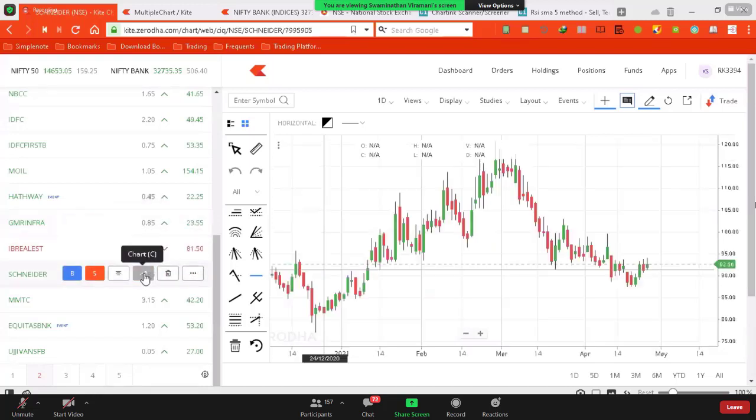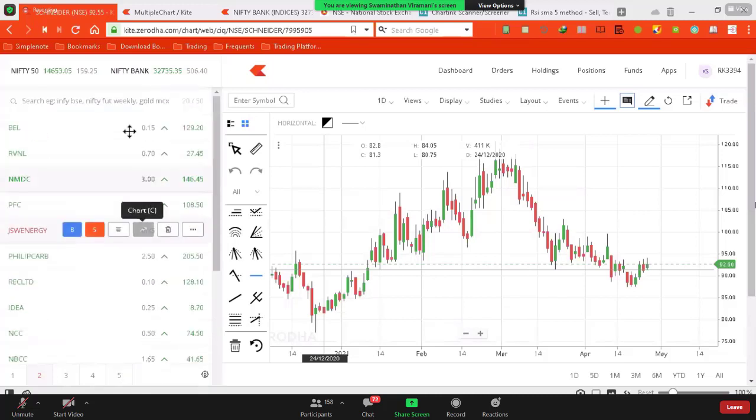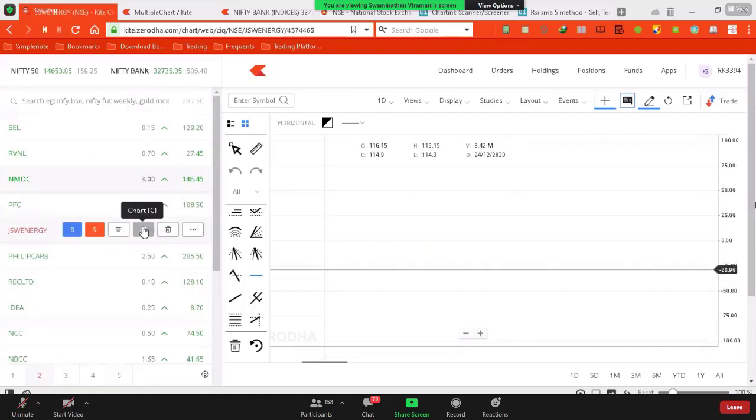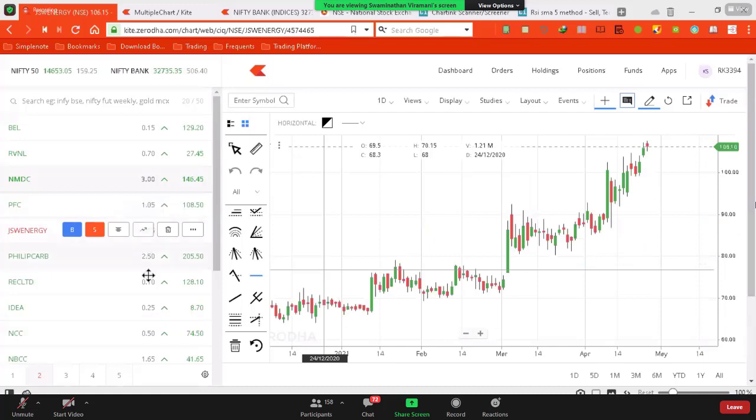Schneider Electric is a fantastic stock. You can keep on making money out of this. Look at Bharat Electronics. JSW Energy. If you trade the 15-minute HeikenAshi method, you're definitely going to make money out of this. Why trade for 3% and 5% returns? It's not efficient use of your capital, no?